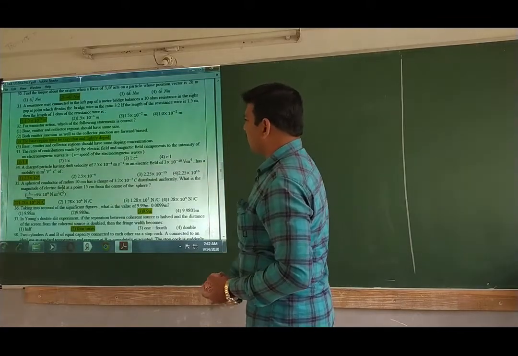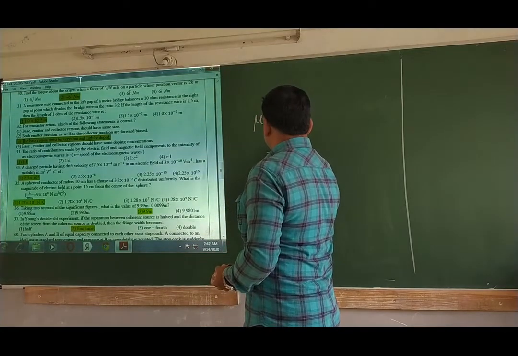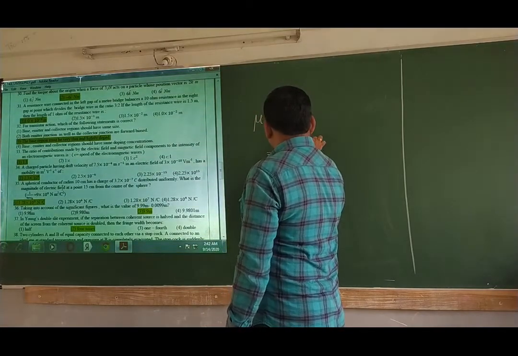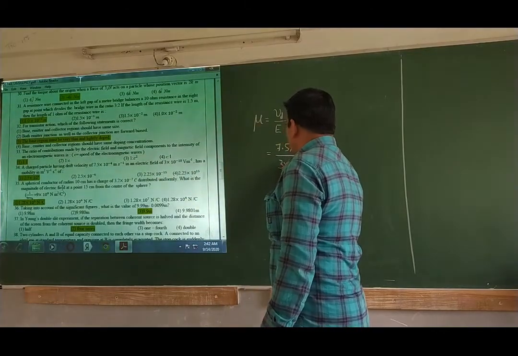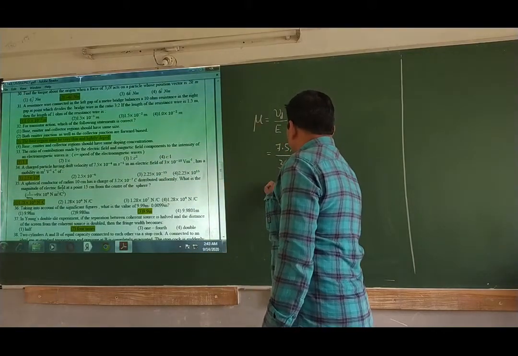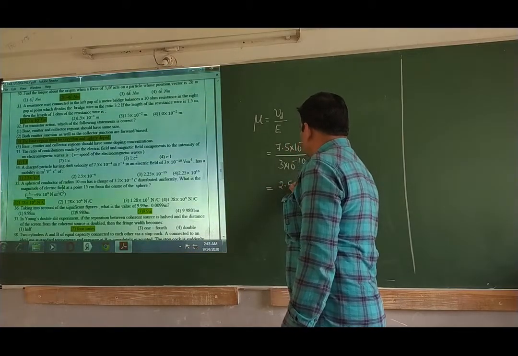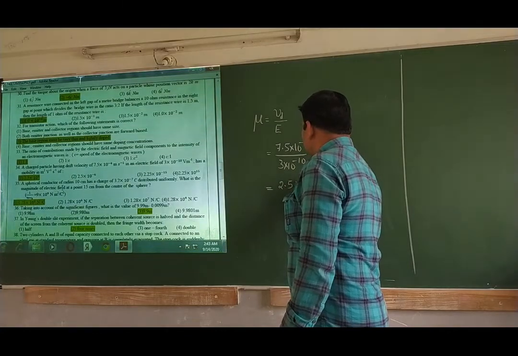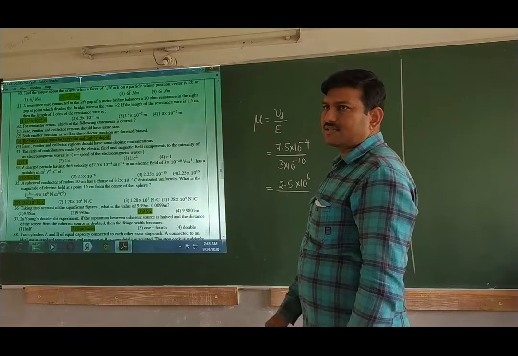How much is the drift velocity given? 7.5 × 10^-4. And the electric field intensity, how much have they given? 3 × 10^-10. So this comes out to how many times? 2.5 × 10^6. This is the answer. 2.5 × 10^6 is the right answer, the first option.